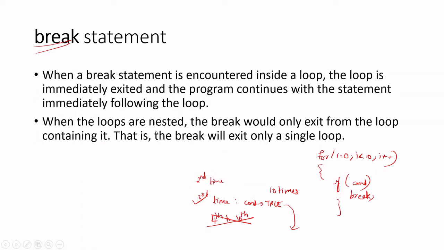When loops are nested, meaning a loop within another loop, for example, for i is equal to 0, i less than 10, i plus plus. Inside, you put another loop, say for j is equal to 0, j less than 5, j plus plus. If we write it like this, this inner loop is for j.